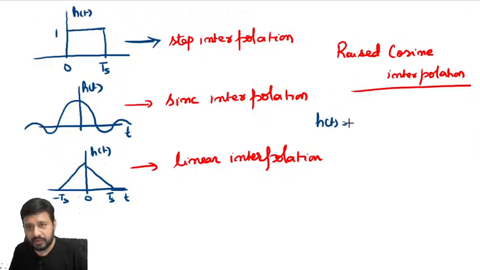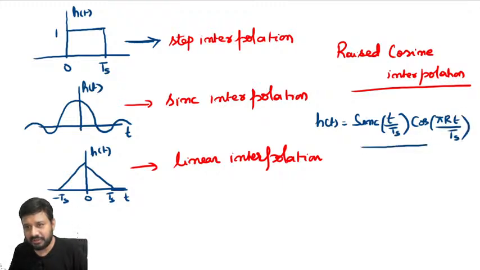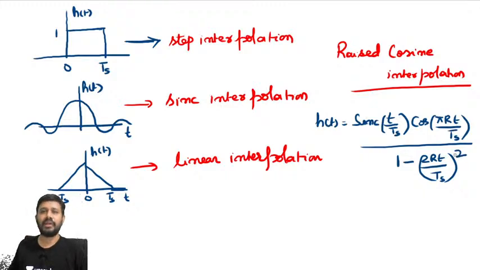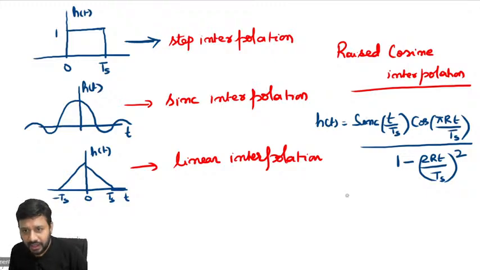h of t is equal to, this is sinc interpolation, multiplied with this factor. Those who have studied communication, in communication we have intersymbol interference. The same concept will come there also. Raised cosine pulse we are going to have there. This is the impulse response of raised cosine interpolation. Just take down this information, and here R is known as the roll-off factor.